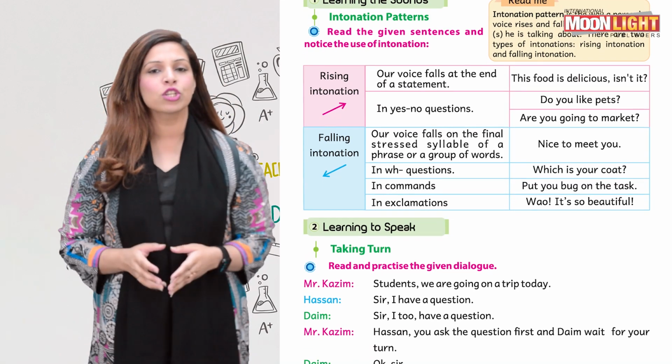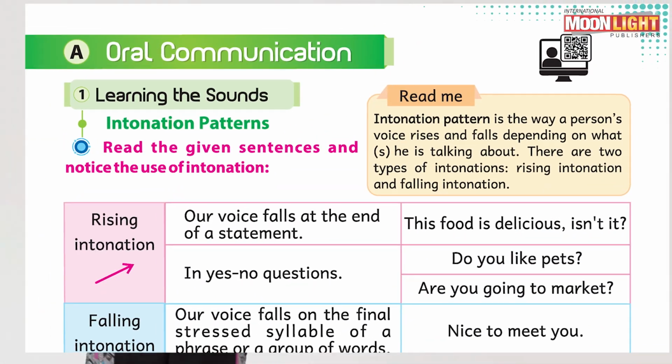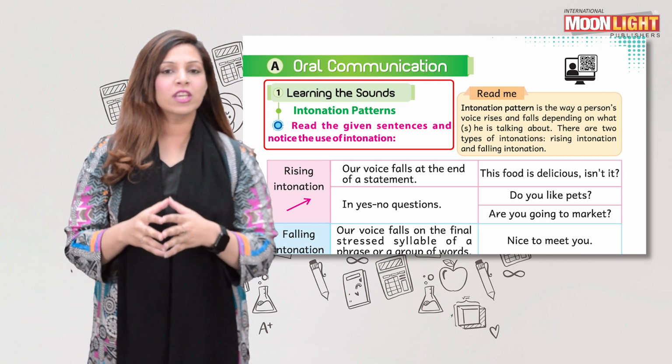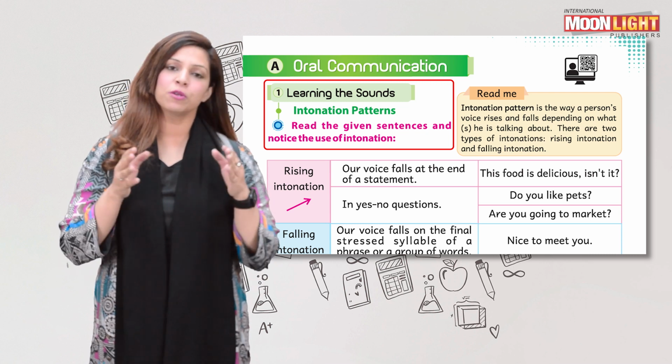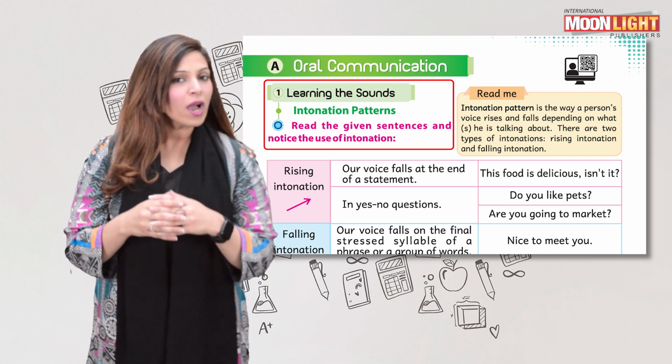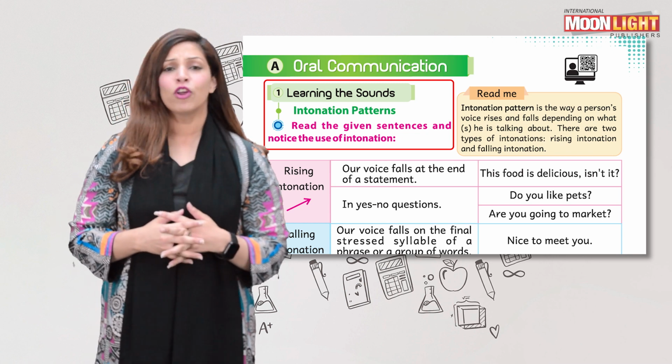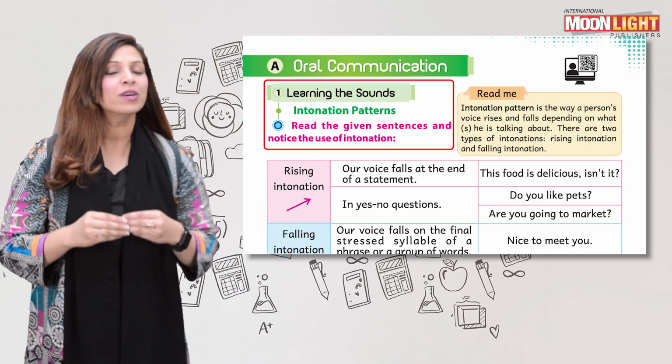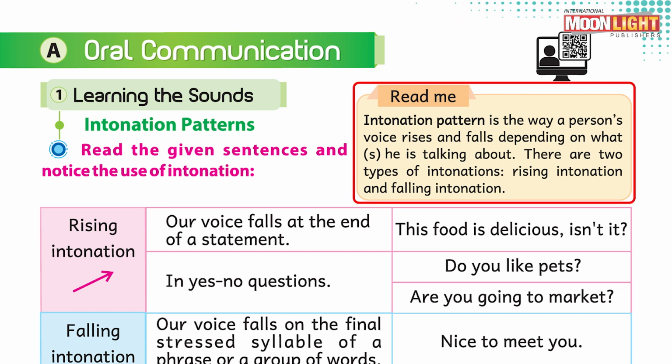For the oral communication competency, our first category is learning the sounds. For this, we are going to talk about intonation patterns. Do you have any idea about it? If not, don't worry, I am here to guide you. An intonation pattern is the way a person's voice rises and falls depending on what he or she is talking about. There are two types of intonation: rising intonation and falling intonation.